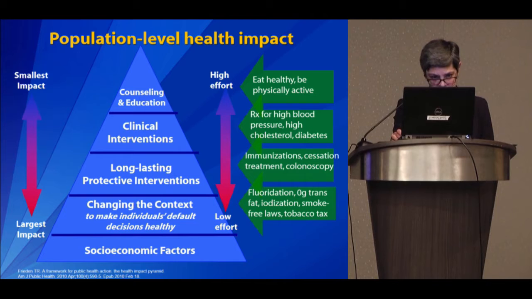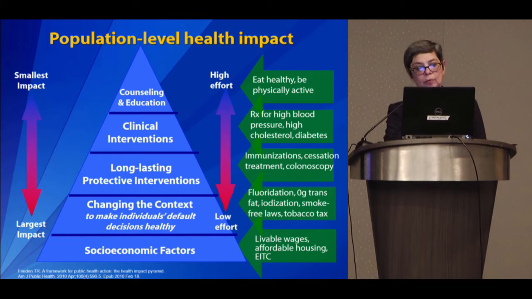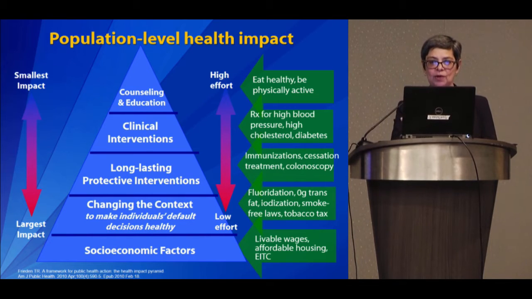And at the very bottom, with the largest impact on population-level health and the least individual-level effort, he put socioeconomic factors. So things like livable wages and affordable housing and tax credits, like the earned income tax credit. When I saw this triangle, he calls it a pyramid, but even in the paper, it's just a triangle, I remember thinking, I know this, I learned this back in 1982 when I was studying public health. And so I couldn't understand why, with the 20 years that I'd been working in violence prevention, I had been pulled into that top triangle.